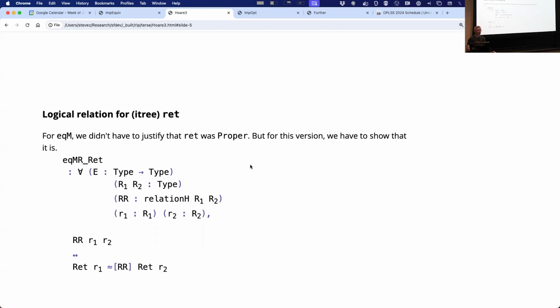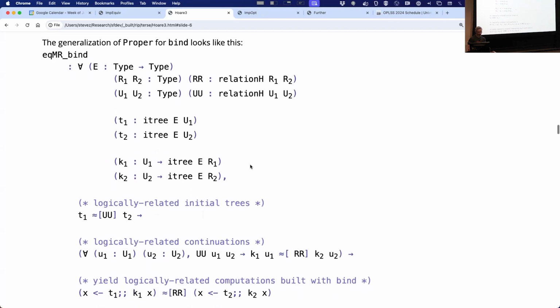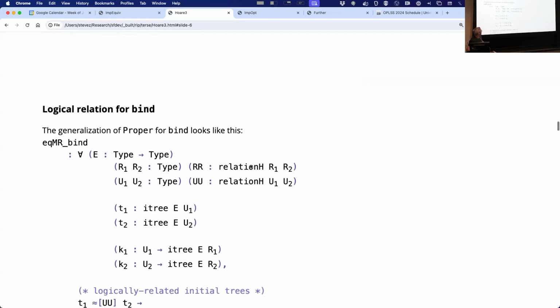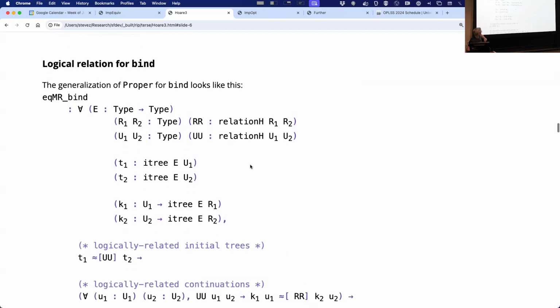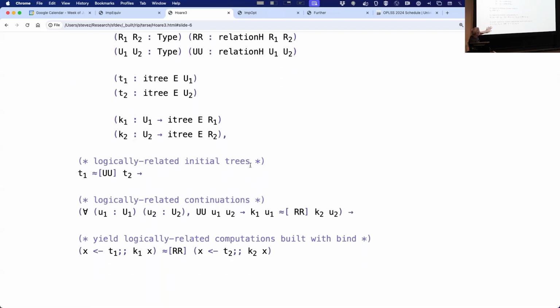Then, of course, we also need the logical relation for bind, and here it is in its full gory detail. It has to quantify over quite a few things. So let me work from the bottom up.